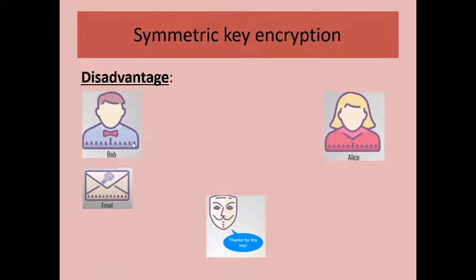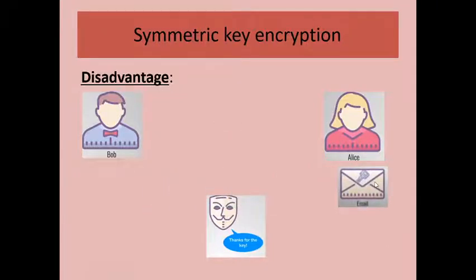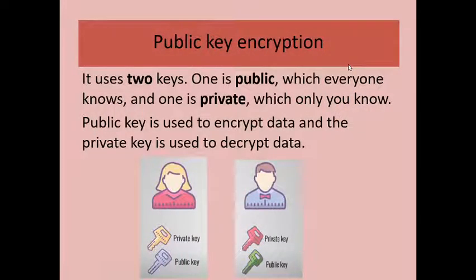Bob can send this key through an email to Alice. Now we will see this email is passed to Alice. But this is a risky method. Do you know why? Because an outsider can tap this email and steal the key. That's why there is another method, the public key encryption method.